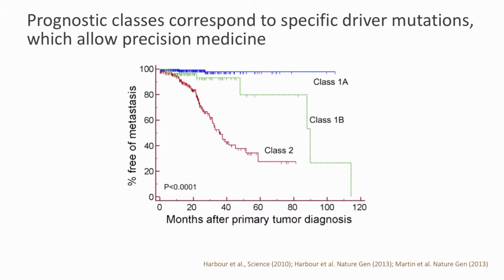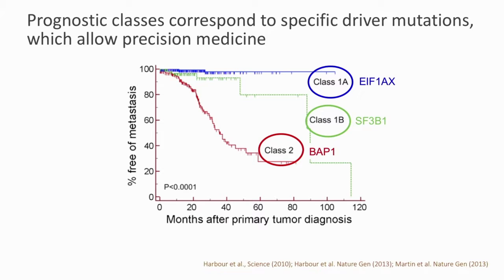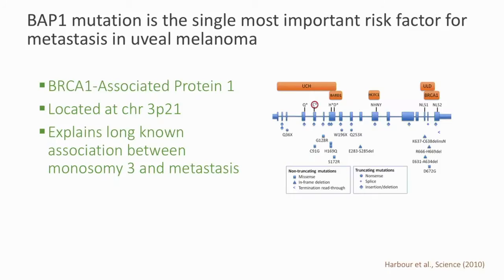So we need to know more about the molecular landscape of these tumors in order to target the tumors molecularly. Each one of these classes that I mentioned is associated with a specific gene mutation. The 1A is associated with EIF1AX, the Class 1Bs with SF3B1, and importantly, as I mentioned before, the Class 2 tumors are associated with BAP1 mutations, as we first described in 2010 and has been validated by many other groups. So I'm going to focus the rest of my talk on BAP1. This is where most of the patients are dying, the ones that get BAP1 mutations.